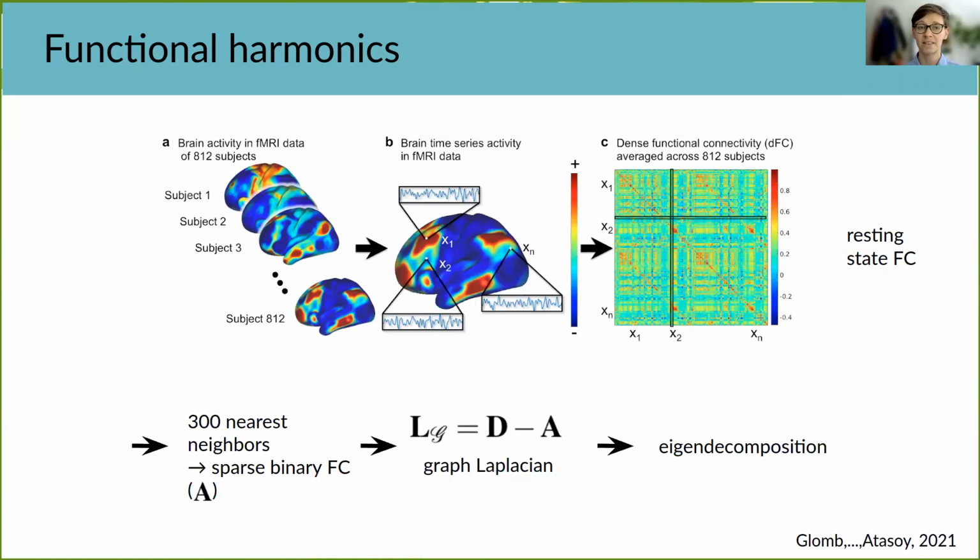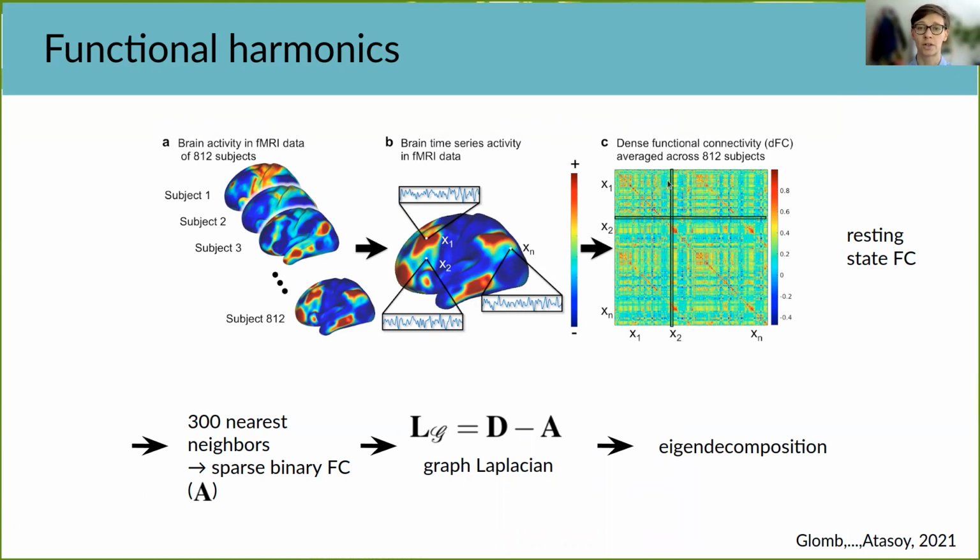Just in practical terms, here is what functional harmonics are and how you can calculate them. We started with resting state fMRI data from the Human Connectome Project. These are a lot of subjects, 812 subjects, with resting state sessions recorded for each subject. Then we took the entire surface mesh, so we're talking about a very high spatial resolution here, a bit less than 60,000 vertices. And we used the average dense functional connectivity that is provided by the Human Connectome Project, free for download.